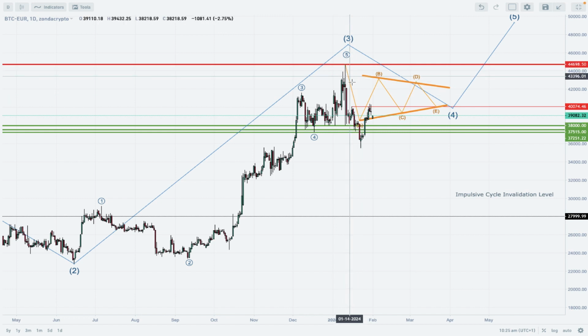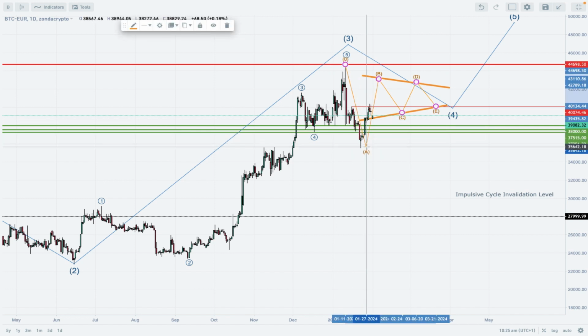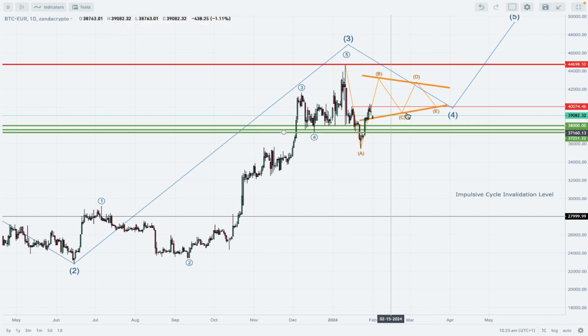We got the decline here from the highs of 44,698 basically towards this low here, which is located at 35,484. So this low will be the low of the wave A. Why? Because this looks like a very nice decline.